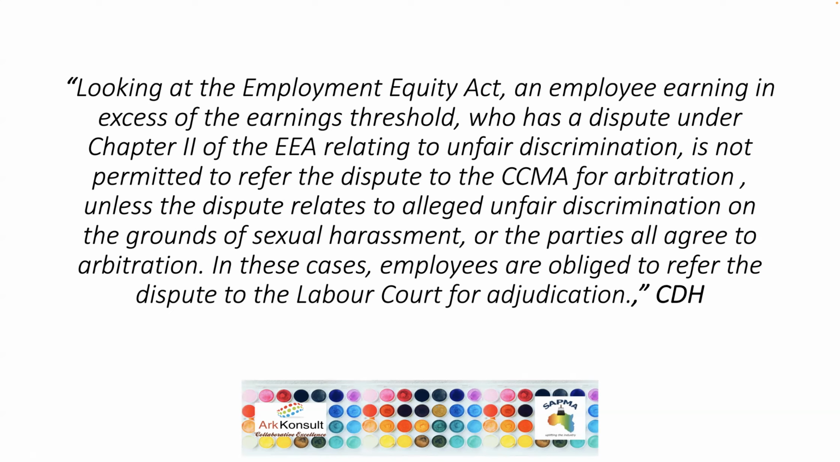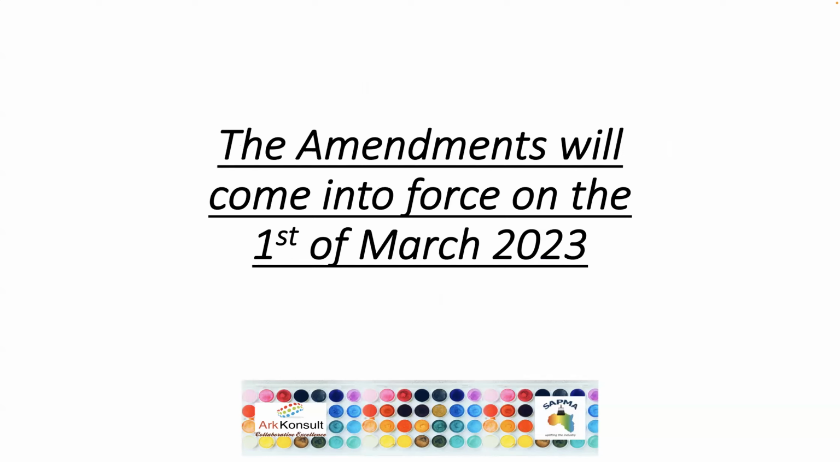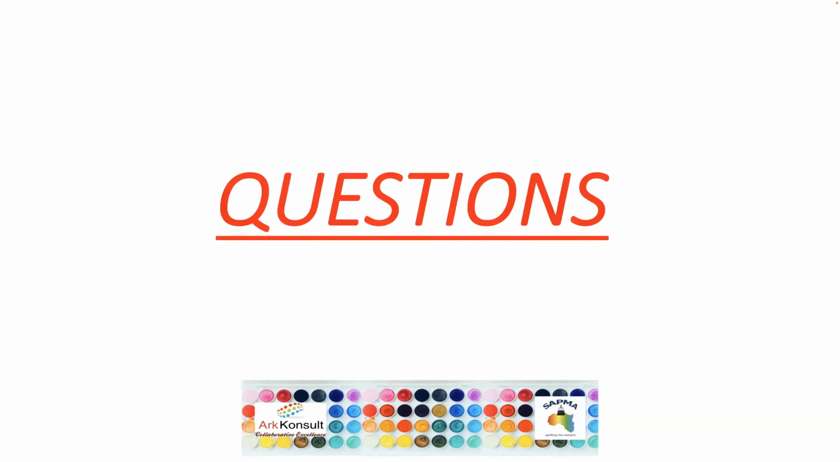So the person earning above that threshold is really on their own. They're subject to the Labour Relations Act, but they're subject to the conditions of their contract of employment rather than automatically being covered by the Basic Conditions of Employment Act. These amendments came in on the 1st of March. Any questions about this?